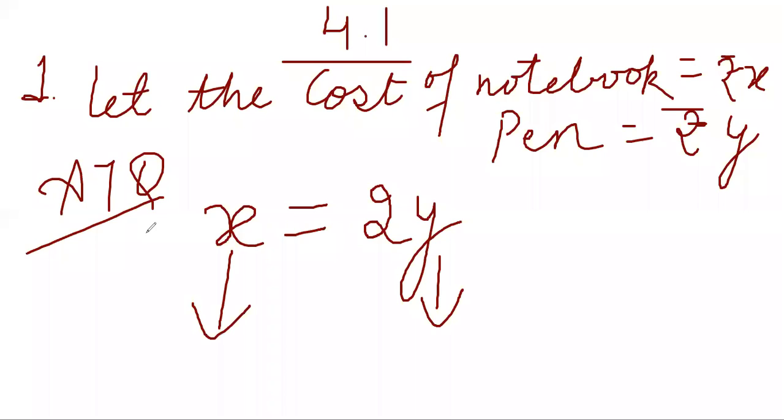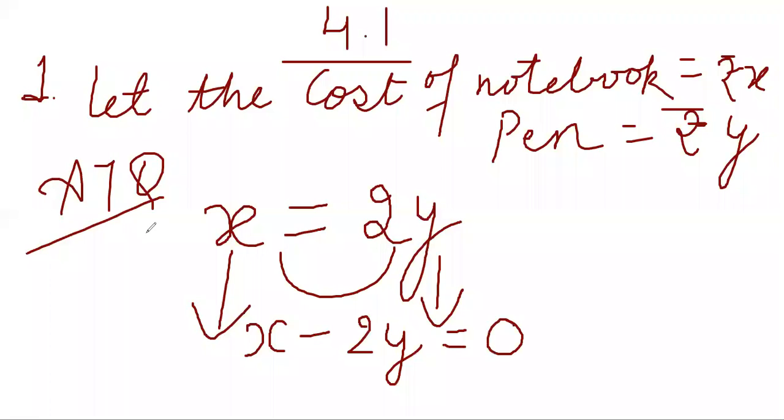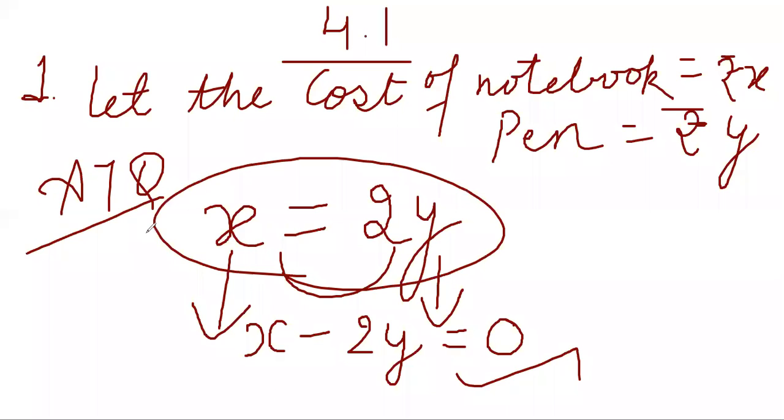Or if you want to write down in standard form, अगर हम इसे standard form में लिखें, then it will be x minus 2y, 2y will be here left hand side, equal to 0. Yes, this equation will be the linear equation in two variable and it is its standard form. This is also right, but this will be called the standard form. Okay, any query in this question? Okay, anyone else is having any query in this question?